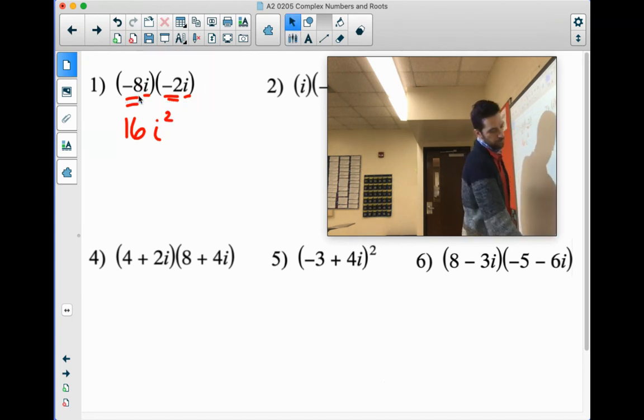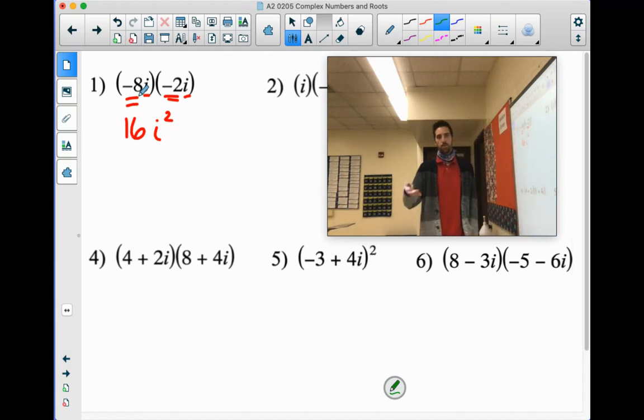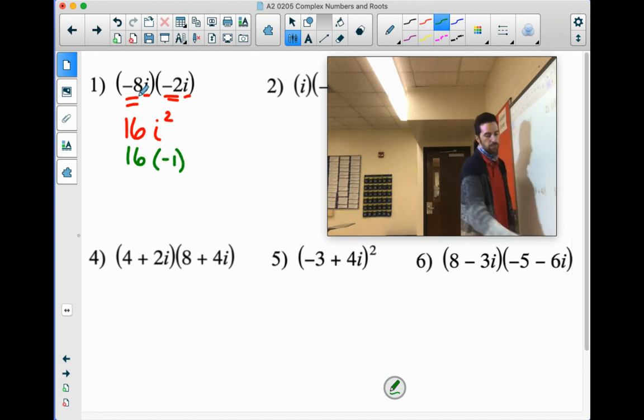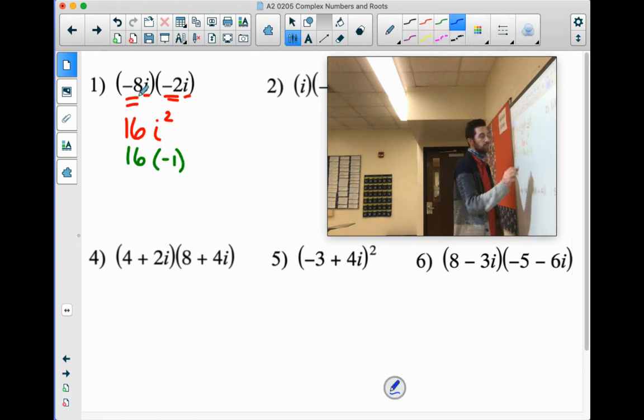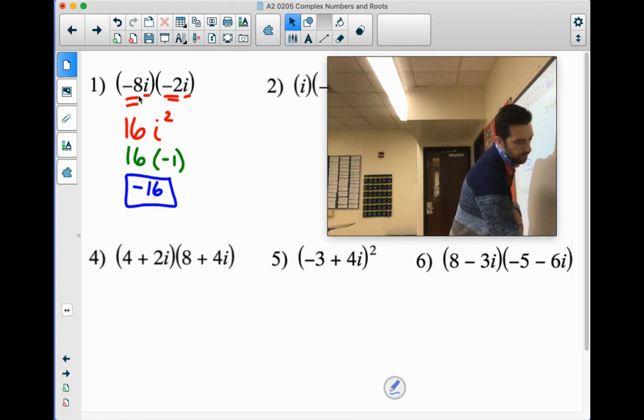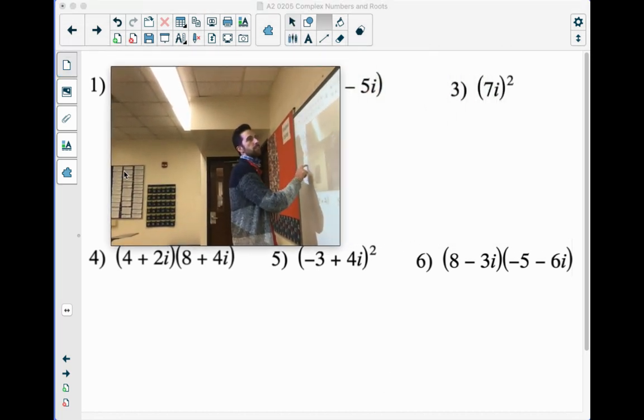Now, we know from previous slides that i squared is equal to -1. So once you get i squared, you're going to substitute in -1. So we just have 16 times -1, which simplifies to -16. Easy peasy, yeah? So let's try some more.